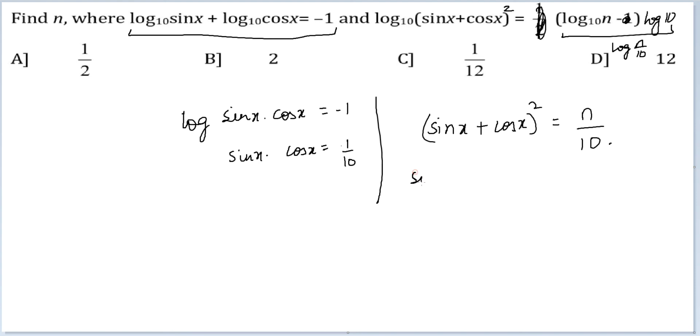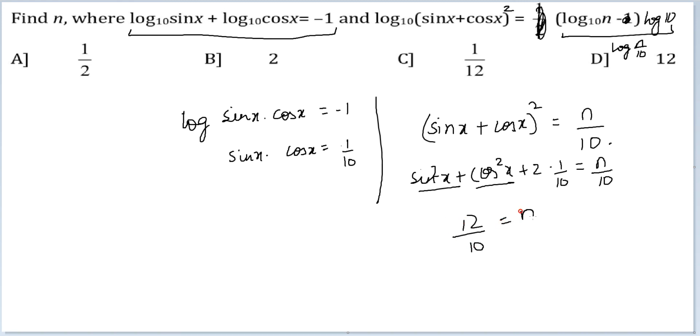When I open this up, I will get sin square x plus cos square x plus 2 times sin x cos x, which I know to be 1 by 10. So let me put that as 1 by 10 is equal to n by 10. Sin square x plus cos square x I know to be 1. So 1 plus 2 by 10 is equal to 12 by 10, which is equal to n by 10, and therefore n should be equal to 12.